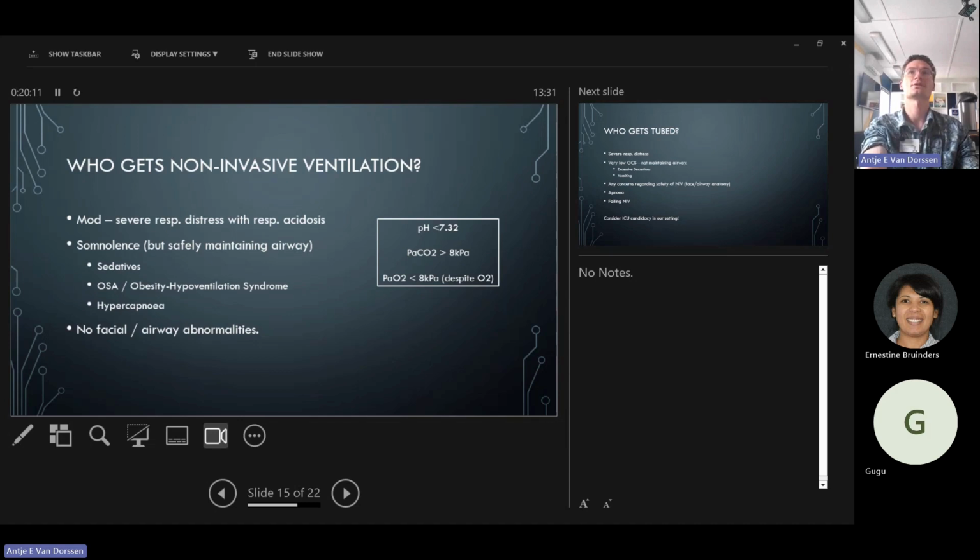And that's usually at a PaCO2 of more than 8, even though hypercapnia is more than 6.7. And then patients who don't have any concern regarding the safety of this in terms of facial injuries, recent surgery, beard, no teeth, those sort of things. If you're ever concerned and you feel like you need to secure the airway more securely, then consider a definitive airway.